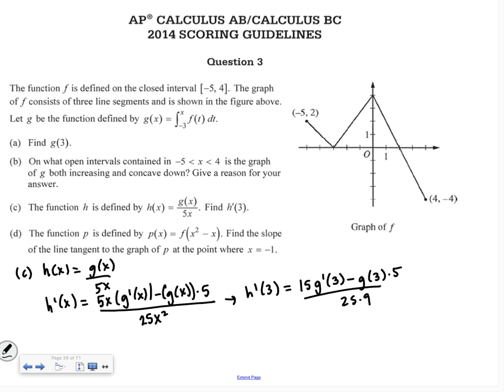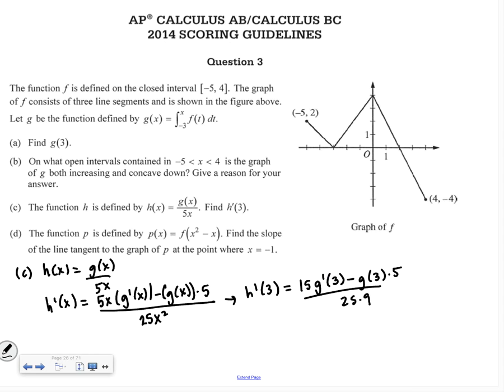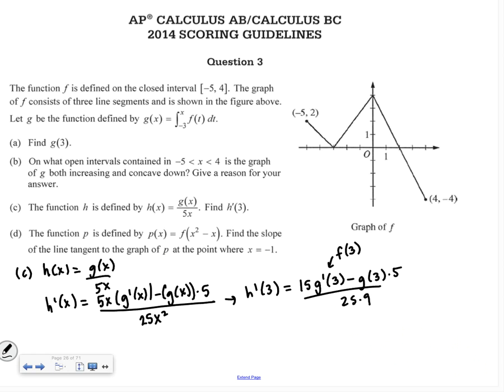Okay, and g prime of 3, we already talked about that. G prime of x is equal to f of x. So really this is going to be f of 3. And g of 3, I think we already found, right? Part A, g of 3 is 9. Okay, so we're well on our way. So if we look at f of 3 is going to be the point that's right here. And we talked about that. F of 3 is going to be -2. So we're going to have 15 times -2 minus 9 times 5 all over whatever 25 times 9 is.